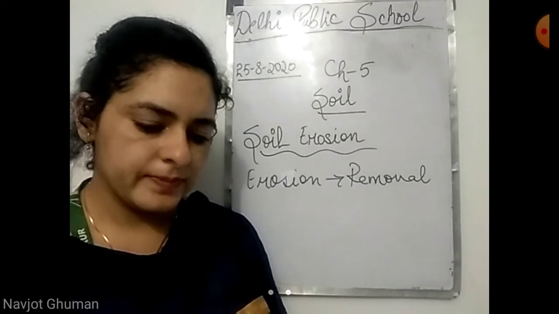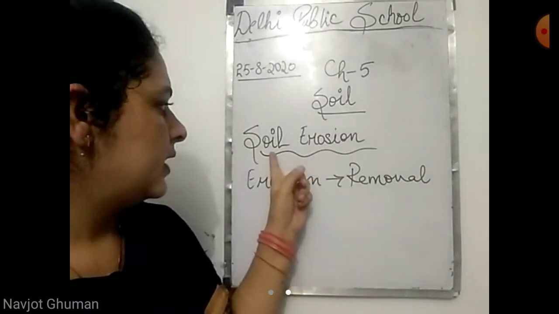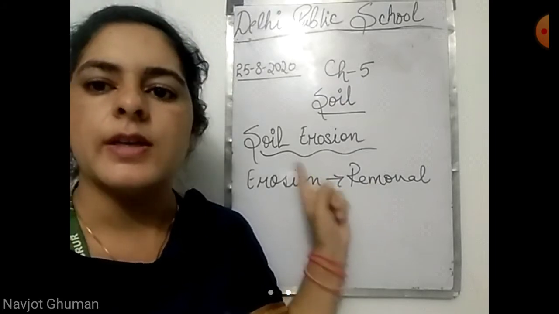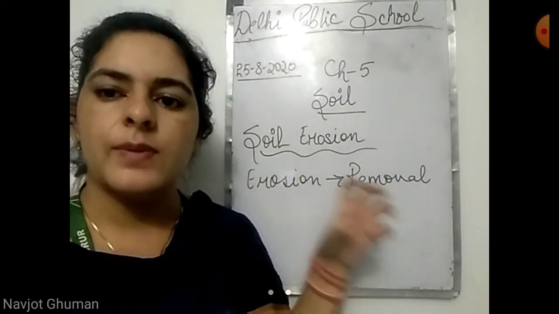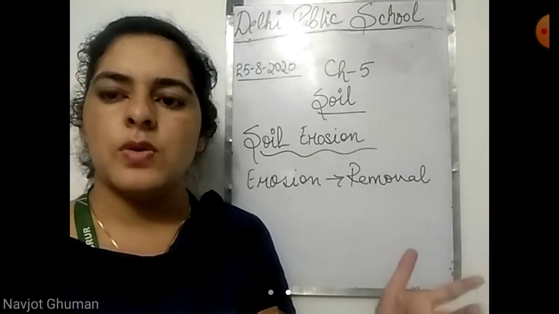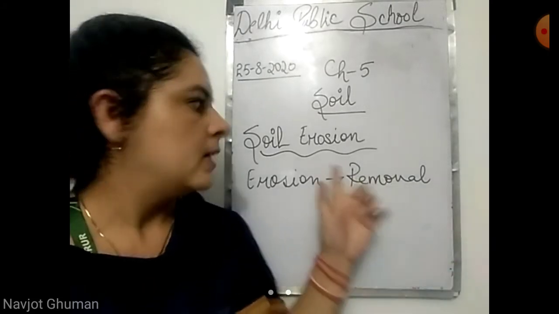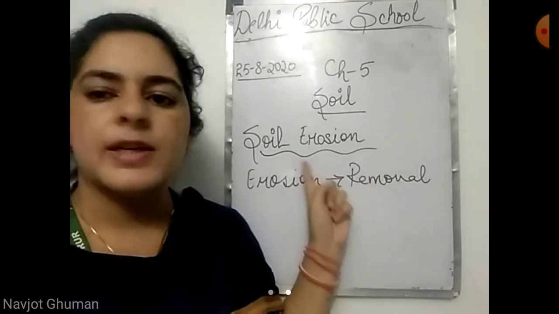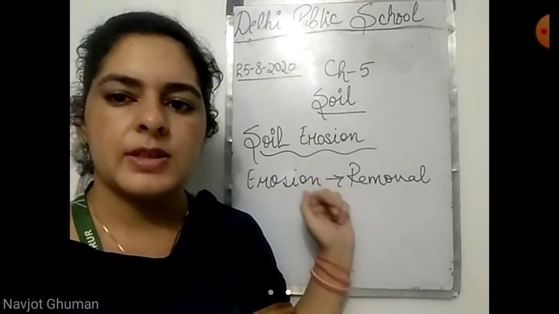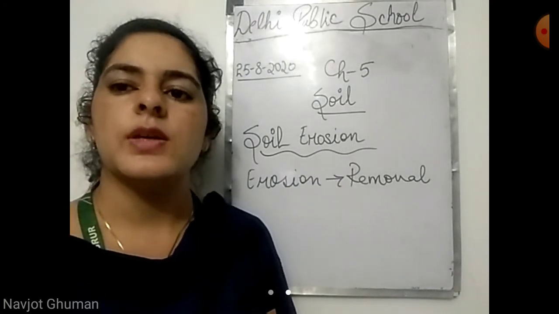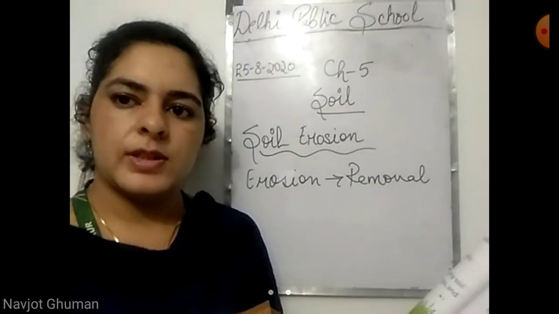Again, we are reading. We know that soil is the topmost layer of the earth and it is loose and very fertile. Now what happens when the winds blow, when rainfall occurs? By the pressure of winds and rainfall, the soil, that is the uppermost layer of the earth, gets removed, and that is called soil erosion. That is what is written over there.